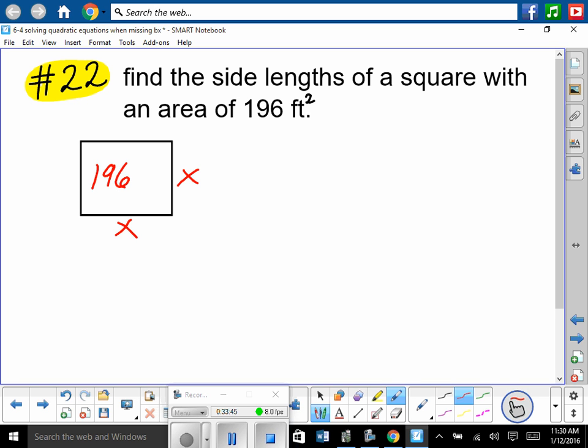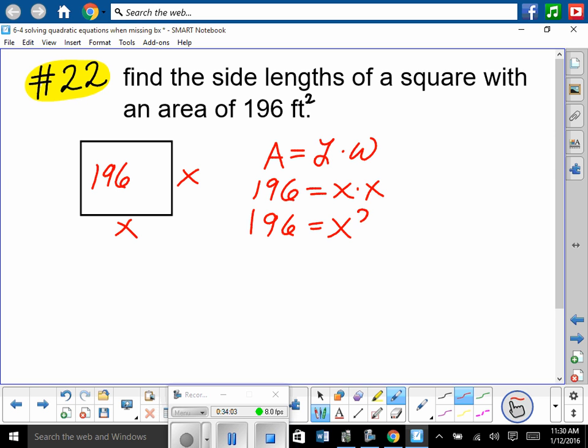It's 196. So we know the area of a square or rectangle is length times width, right? So area is 196. I'm going to write that in. 196 is equal to the length times the width, so x times x. So 196 is equal to x squared. Now can't I solve for x? Isn't this just a quadratic that's missing the x term? So now we'll solve for x. Square root both sides. So we get plus or minus 14 is equal to x.